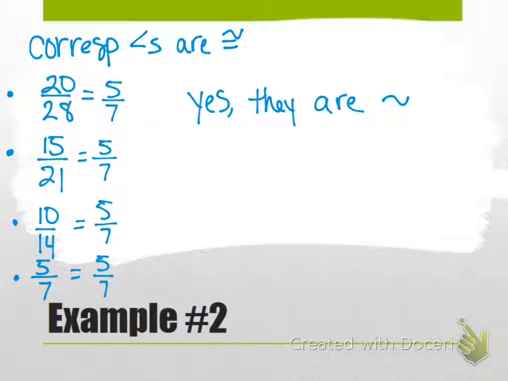Then they wanted us to write a similarity statement comparing FGHE to ABCD. Now, FGHE, luckily they put them in order for us. That's not always going to happen. So our similarity statement would be that FGHE is similar to ABCD.